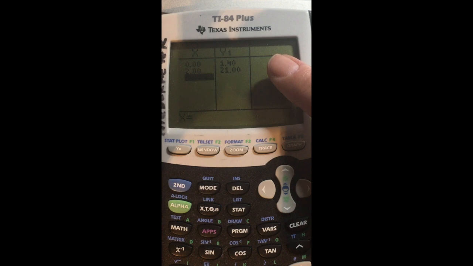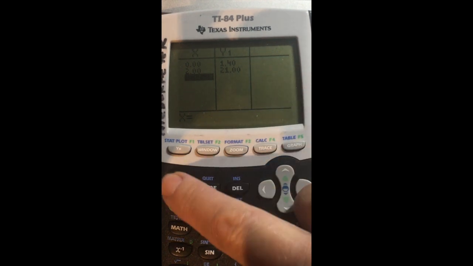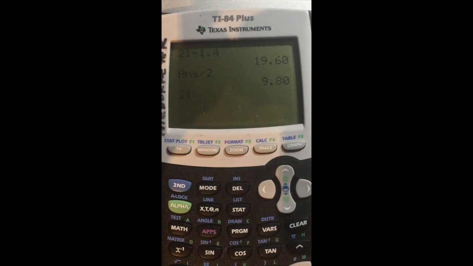The next question says, find the average rate of change of the height of the ball from 0 seconds to 2 seconds. So that means I need to find the gradient between these two. So I'm going to find the difference in the rise, which is the difference in these two, over the difference in run, which is just 0 to 2, which is 2. So come out of that, and it's 21 minus 1.4, and divide that by 2. And this gives me the rate of change, 9.8 meters per second between 0 and 2 seconds.